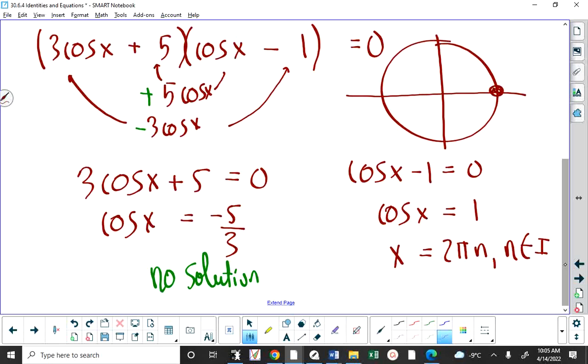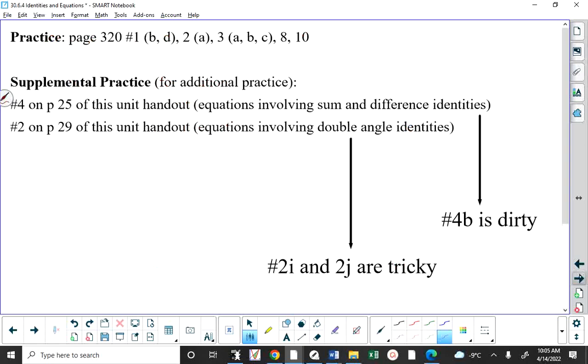So what you are doing here is, in the textbook, page 320, there's a set of suggested problems. You are taking parts of the equation that look complicated and using identities to rewrite them in some other form. There's supplemental practice as well. I don't know, I would have to take a look at these. This is my comment from last time I taught the course. On page 29, number 2i and 2j are tricky. And I'm curious now because on page 25 I'm saying number 4b is absolutely dirty. It's a dirty question. It's a rotten question.